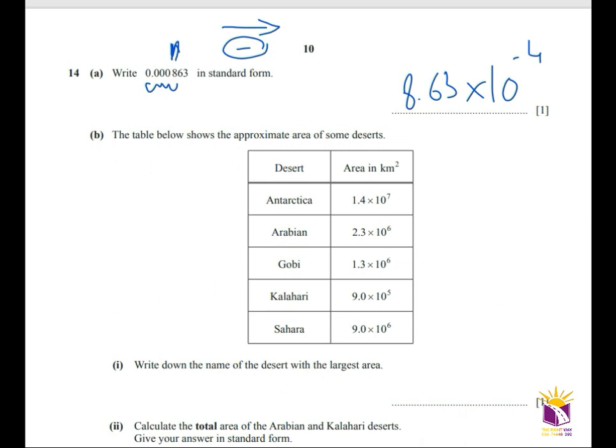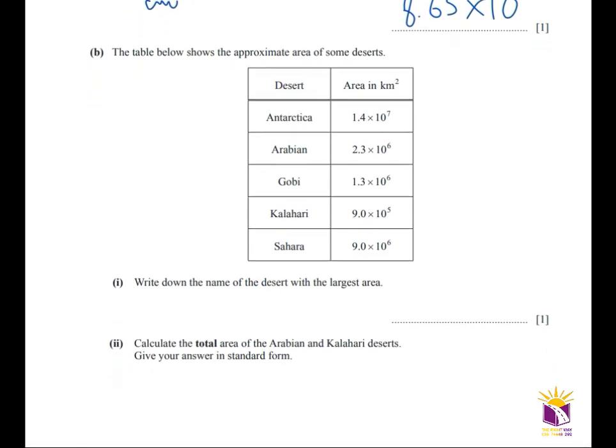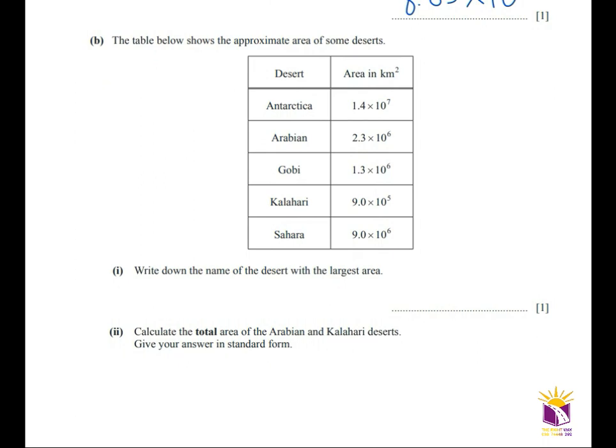The table below shows the approximate area of some deserts: Antarctica, Arabian, Gobi, Kalahari, Sahara, and the areas in kilometers are also written. Write down the name of the desert with the largest area. The one with the largest area will have the largest power of 10, and it will be Antarctica, because Antarctica has a power 10 raised to power 7. So the largest area is of Antarctica.